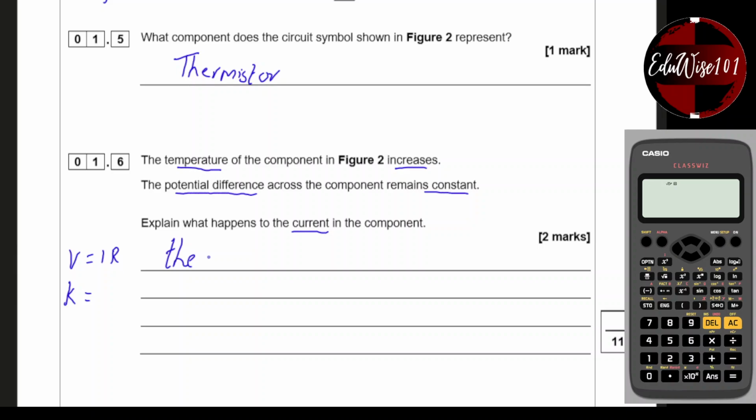The resistance decreases. Now this is something that you will have to remember for a thermistor. What happens to the resistance when the temperature increases? The resistance decreases as temperature increases. Now if the resistance is decreasing here, what happens to the current?